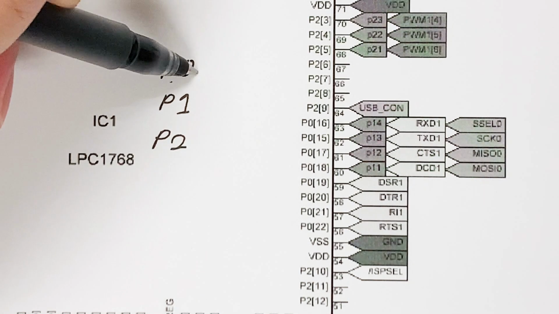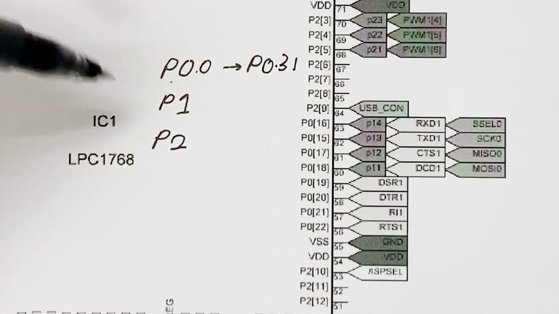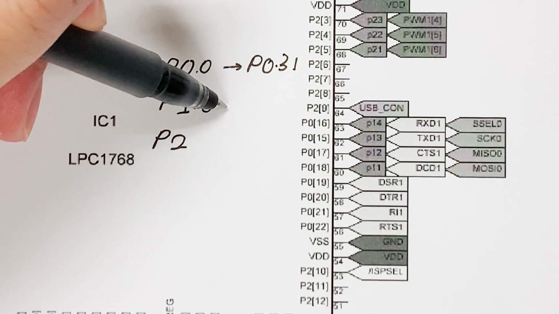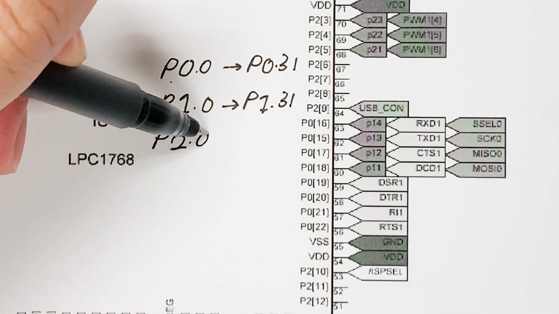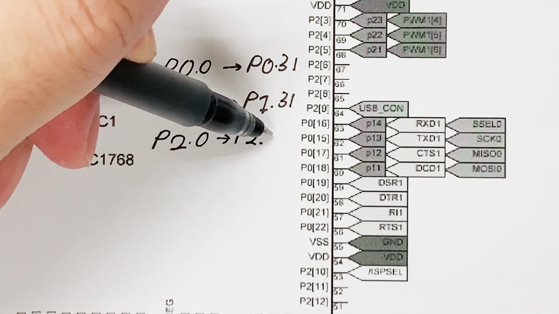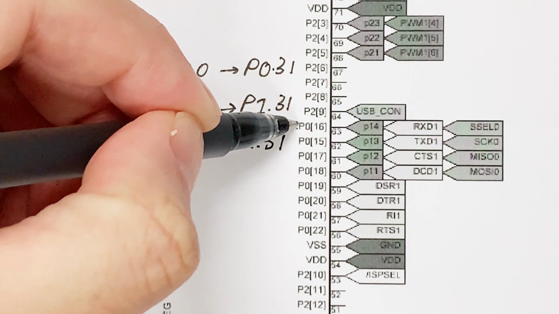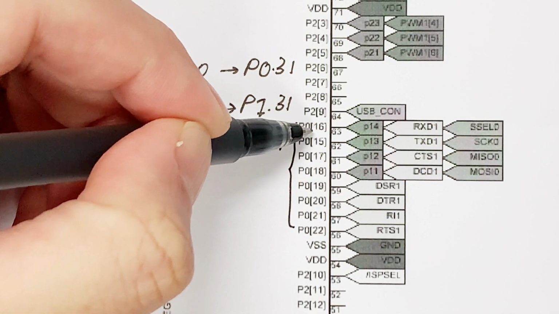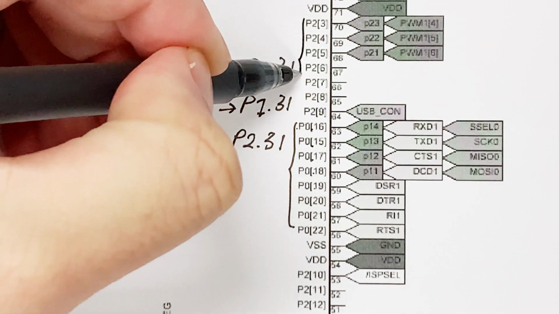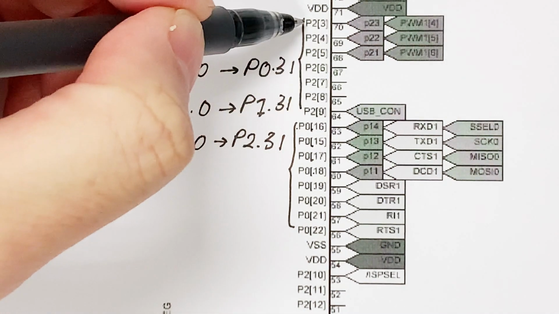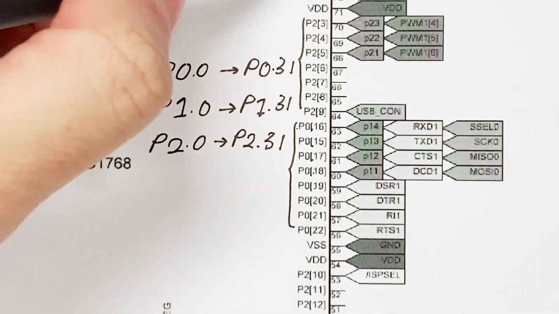For example, port 0, you could start with port 0 pin 0 up to port 0 pin 31. Same case for port 1, you could have port 1 pin 0 up to port 1 pin 31, and again port 2 pin 0 up to port 2 pin 31. If you look at the microcontroller pinout, this is the group of port 0. So you have port 0.16, port 0.15, 17, 18, 19, and so on. Somewhere above that you have the group of IO that's under port 2: port 2.9, port 2.8, port 2.7, 6, 5, and 3, and so on.